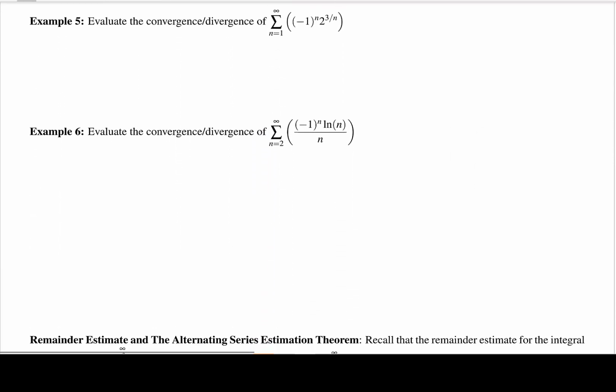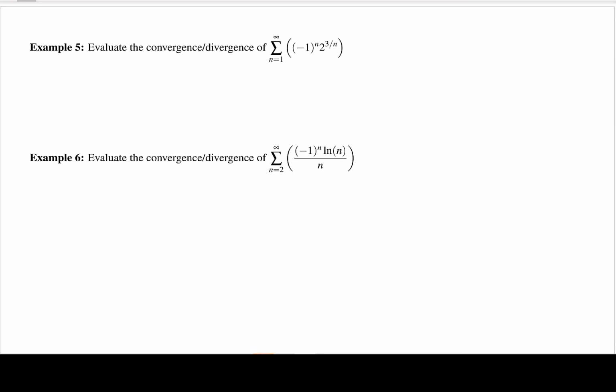For example 5, again, the first thing I'm going to do is figure out what my a sub n is. So we'll have that a sub n is equal to 2 to the 3 over n. This is going to be the same thing as the nth root of 2 cubed. And so we know that this is always going to be positive. The next thing I want to check is that it's decreasing.